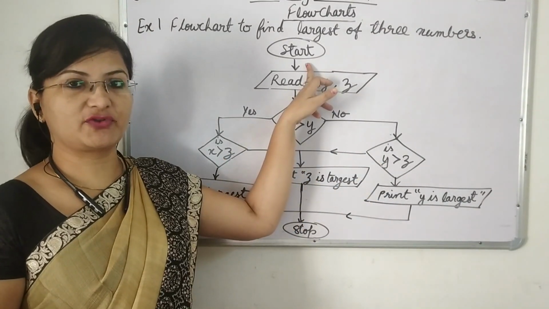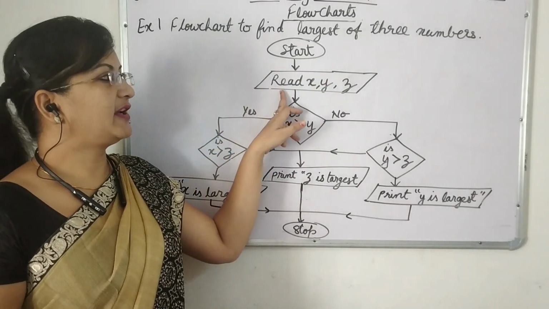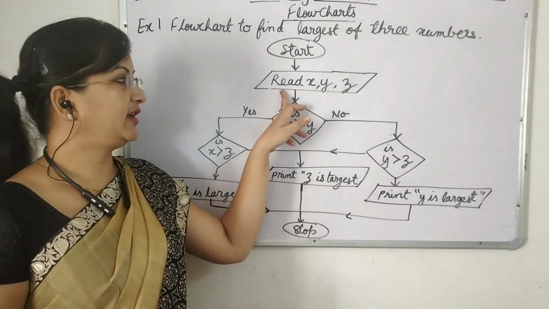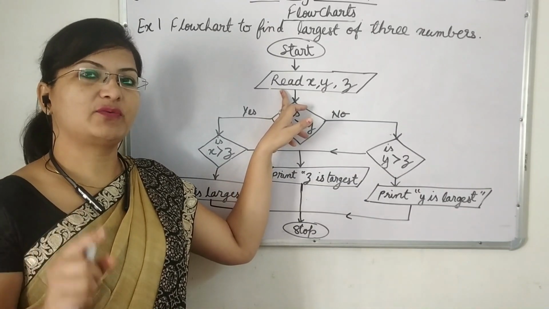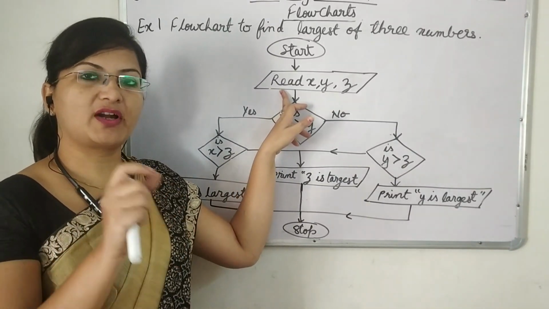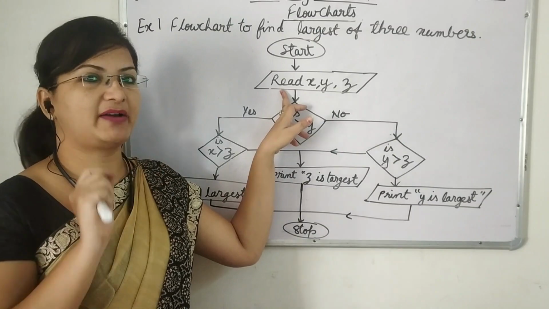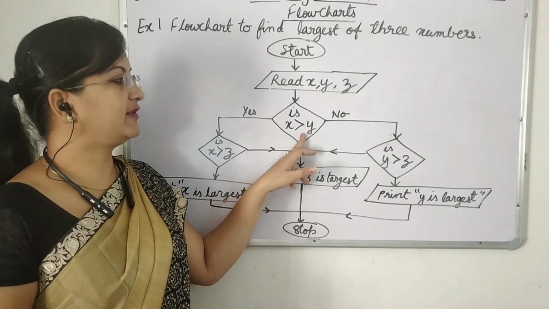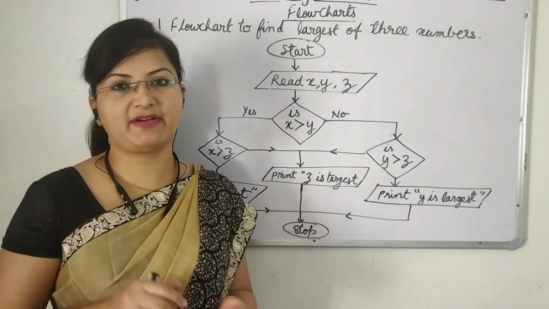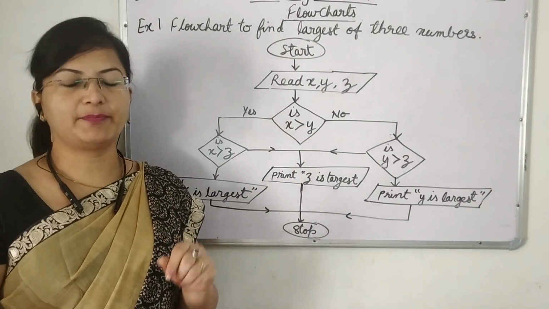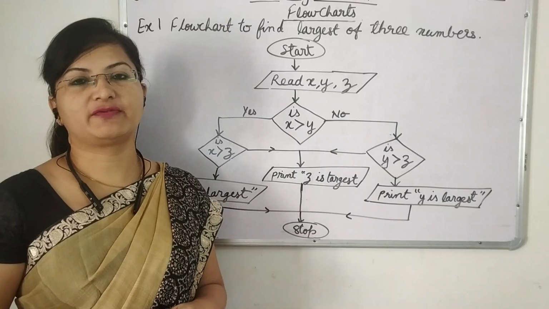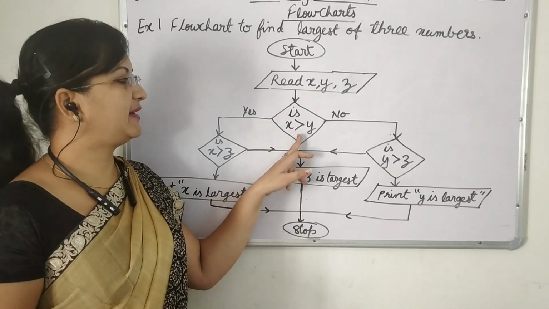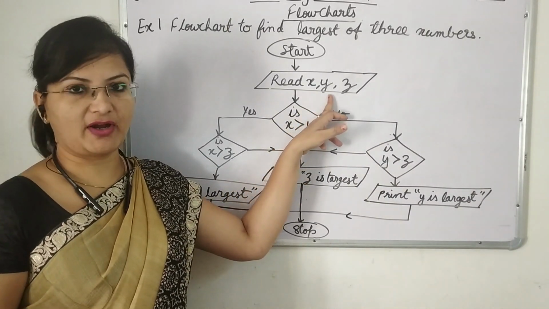We can start the flowchart here. Then after that we have to read three values. The three values are x, y and z. That means in our program we will insert three values one by one. Then we have to check the first two values. We cannot compare three values all together, so we can compare only two values first of all. So first of all we will take x and y.